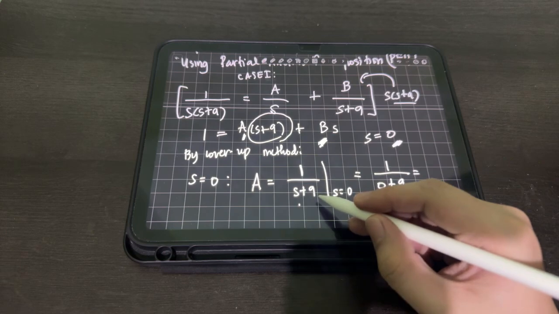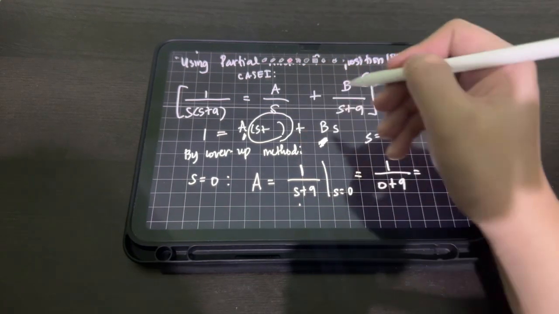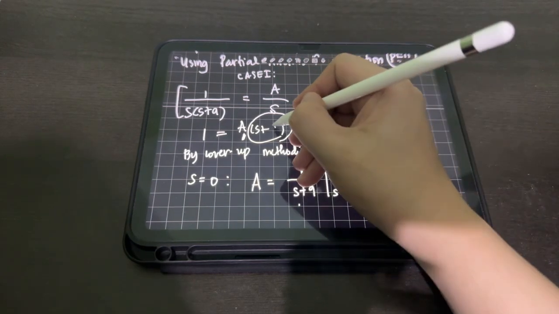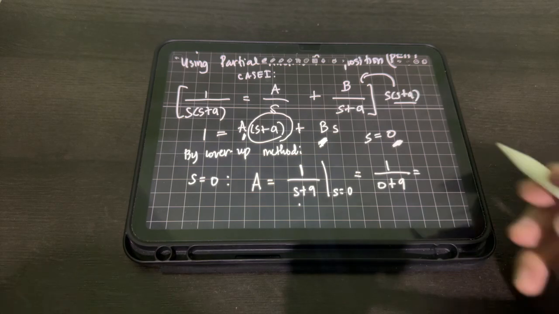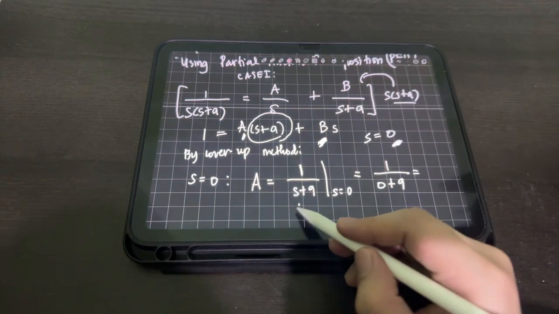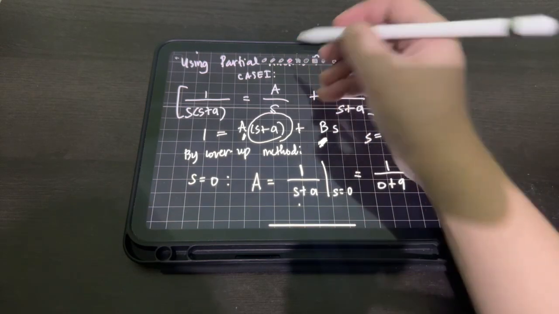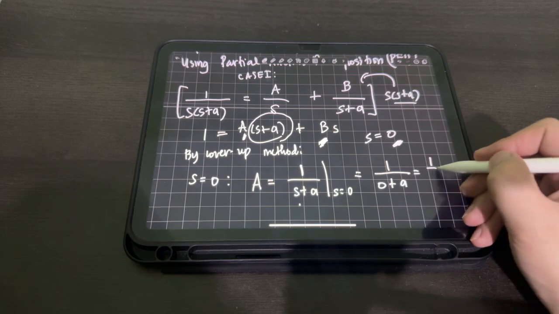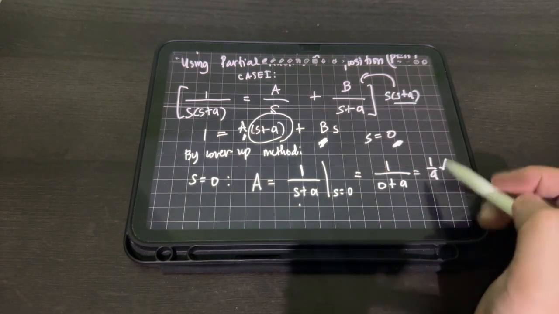Sorry, it's not 9. It's a, right? Okay, a. I thought it was 9, but it's a. So if you set S to 0, you will have 1 over 0 plus a, or 1 over a. So this is the value of capital A, 1 over a.